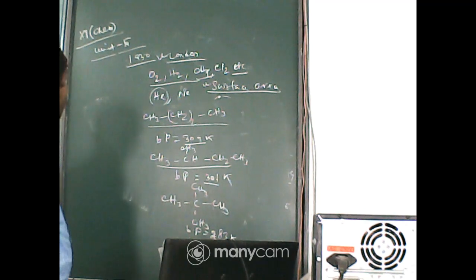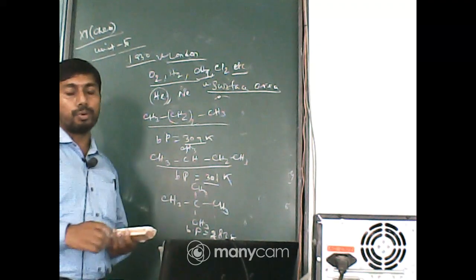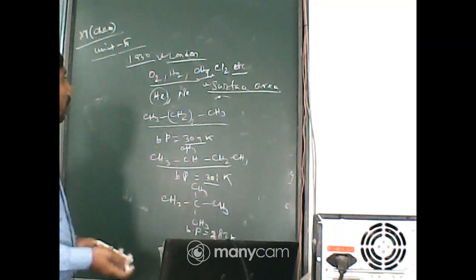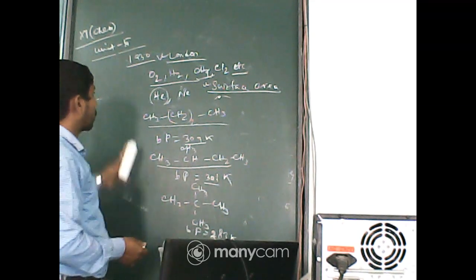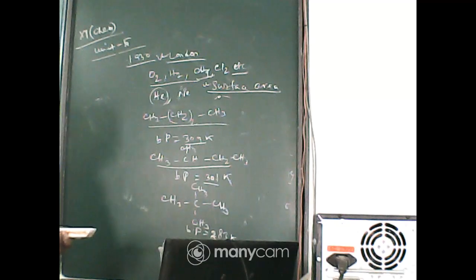So, that is all about the 5 types of forces, and later on we will learn about hydrogen bonding. Okay, so clear up to this, that means the dipole-dipole, dipole-induced dipole, ion dipole, instantaneous dipole, and the dipole-induced dipole.